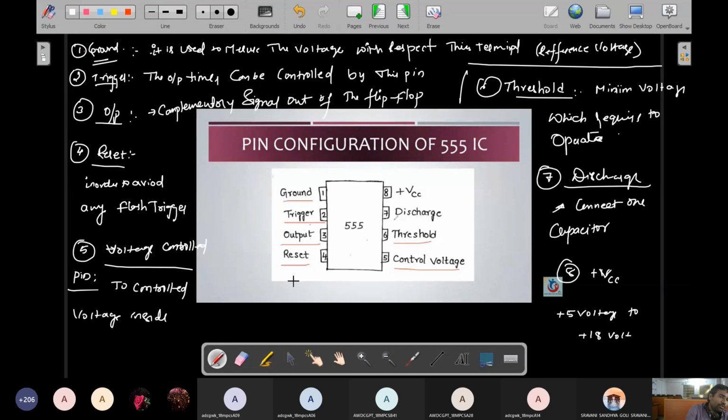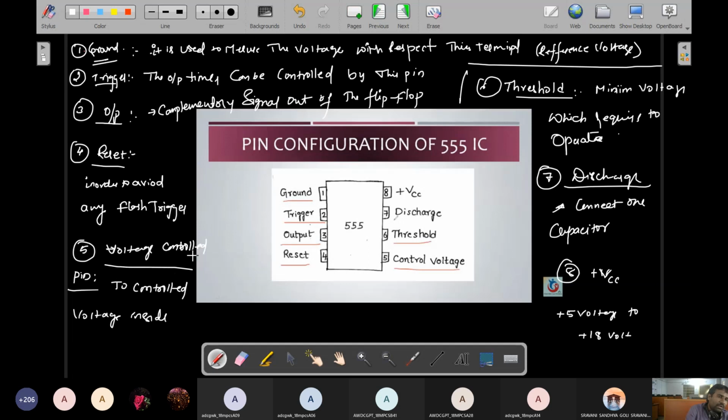Okay, if you want to use this pin, what is the purpose of this pin? In order to avoid any false triggering. So if any false triggering is arising inside the 555 IC, then you can control that false triggering by using the reset pin.